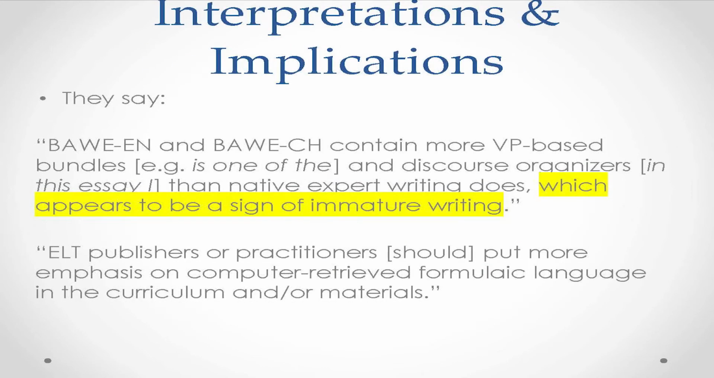When they interpreted it, they sort of said that the student writing appears to be a sign of immature writing. And I kind of took a bit of exception to that, because I think a mature writer who's a student still has to write as a student, and I think it's a different way of writing from professional writing. But they did pick out some useful features and said that publishers and practitioners should put more emphasis on computer-retrieved formulaic language, but didn't give any examples how to do that.